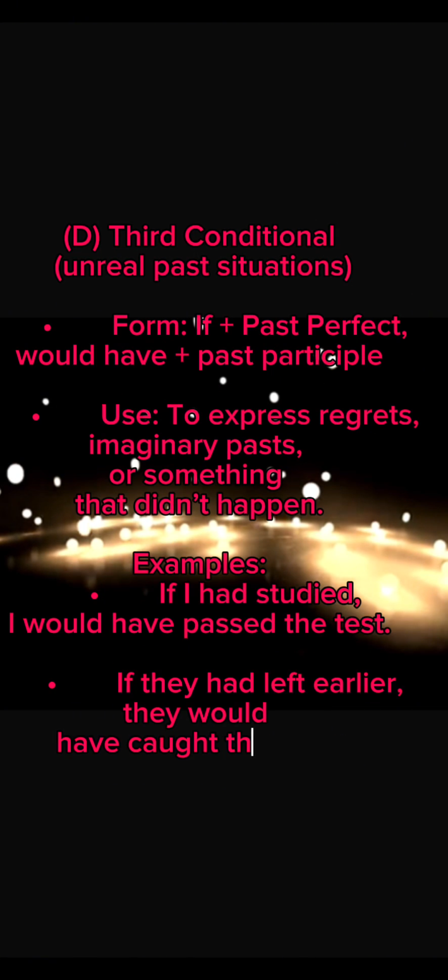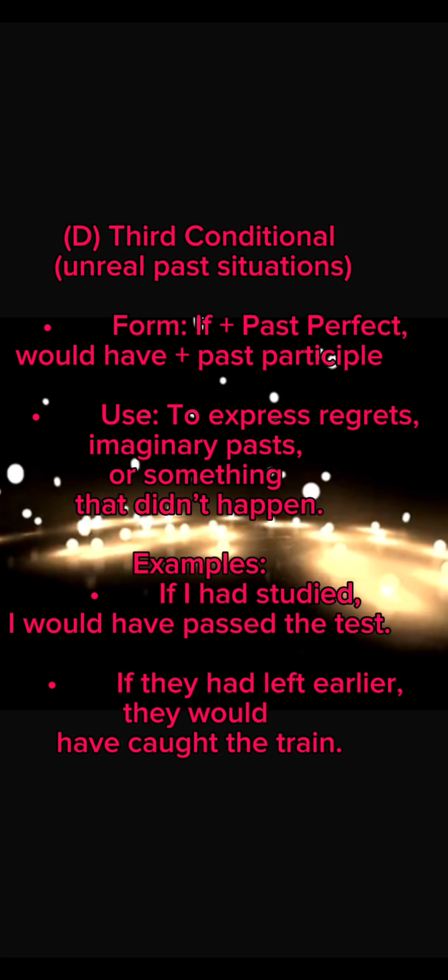Third conditional, unreal past situation. It is used to tell unreal past situations. The form will be if plus past perfect, comma, would have plus past participle. As I said, third conditional is used to express regrets, imaginary past or something that didn't happen. For example, if I had studied, I would have passed the test. It's an impossible thing, right? The exam is already finished. He failed the exam. So he just imagined that if I had studied, I would have passed the test.